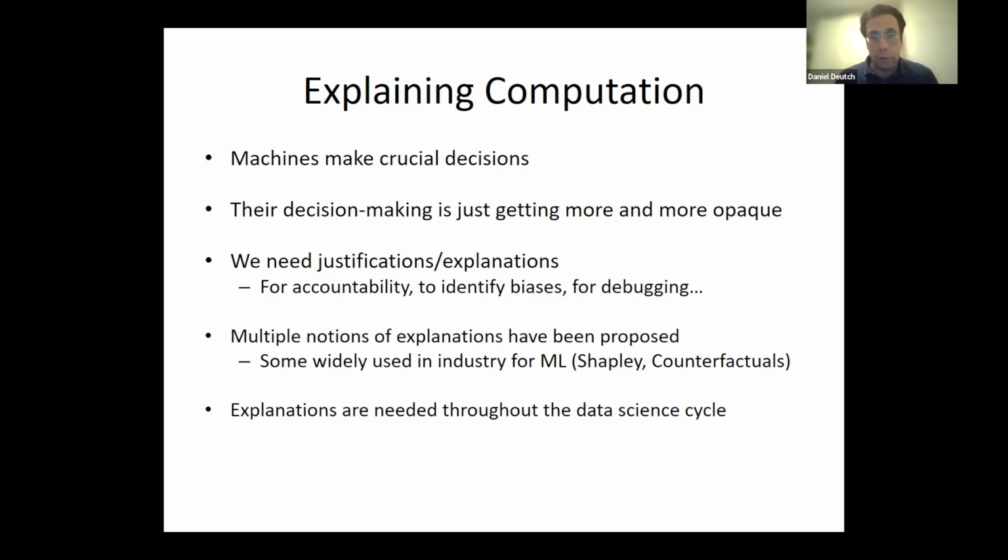Multiple notions of explanations have been proposed, and some are actually widely used in the industry for machine learning. I'll talk about two of them. One is based on Shapley values, and the other is based on counterfactuals. And the main theme of this talk is that explanations are needed throughout the data science cycle.